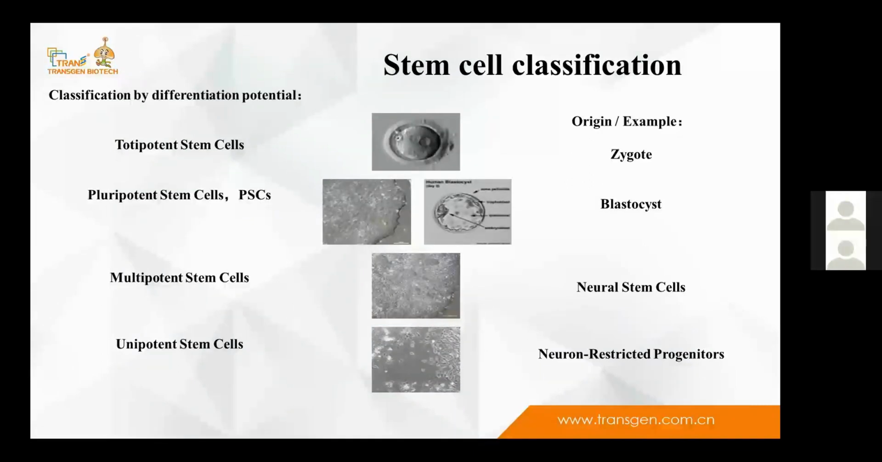And then there are multipotent stem cells, such as neural stem cells. They can only generate the neural system, not the muscle system, not the bone system. So they show slightly less differentiation potential than pluripotent stem cells. And the last one is unipotent stem cells, such as neuronal restricted progenitors. They can only differentiate into the final cells, such as progenitors or neurons. They cannot differentiate into other stem cells.